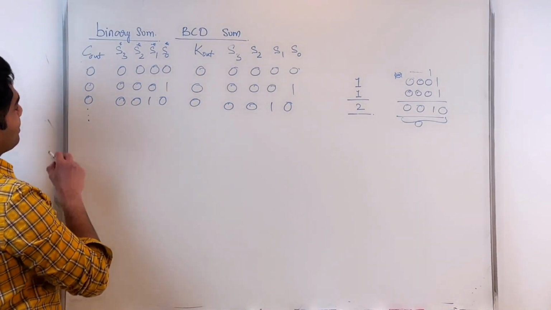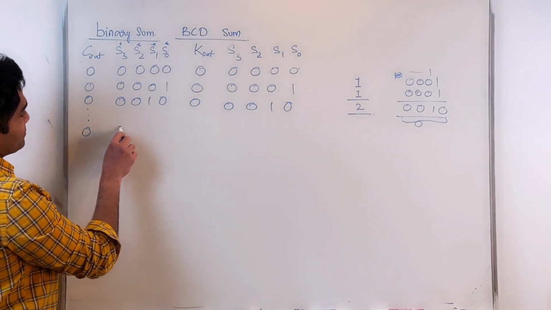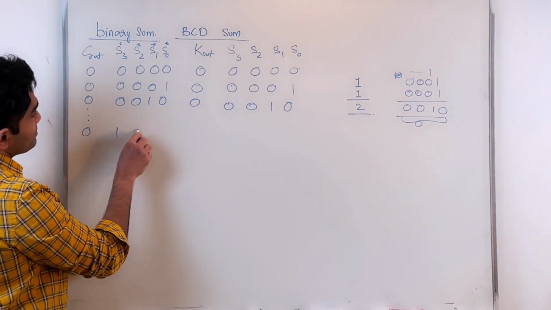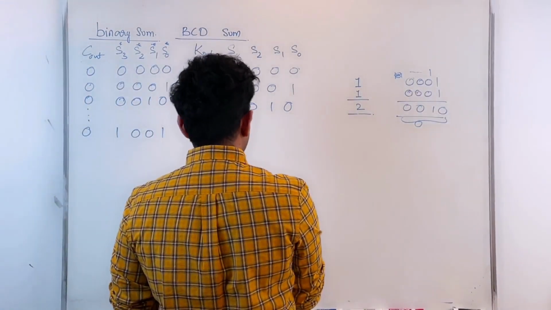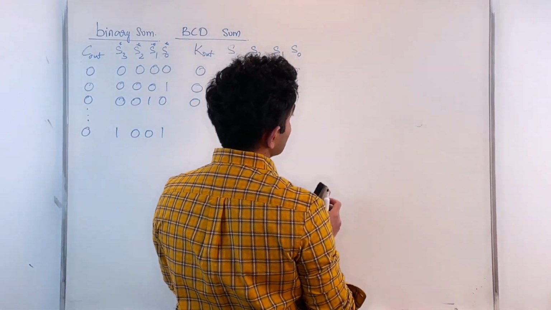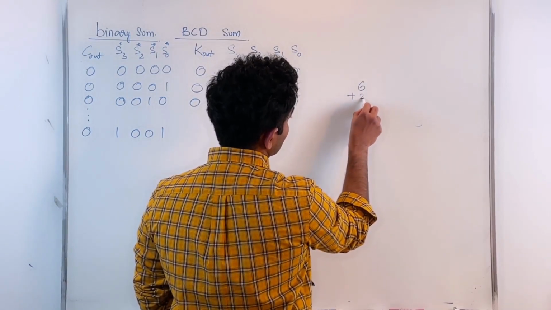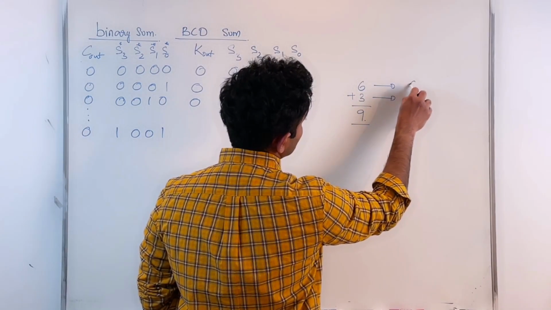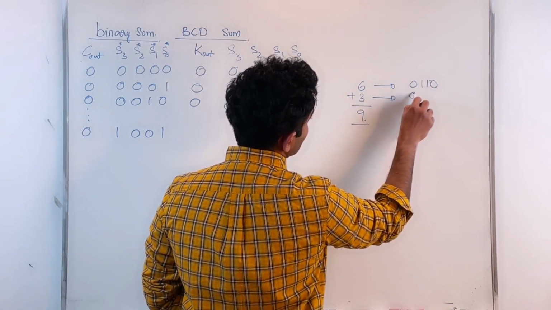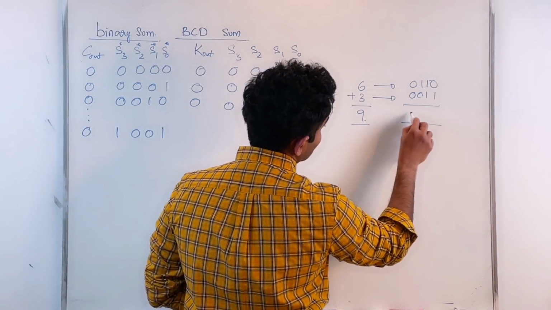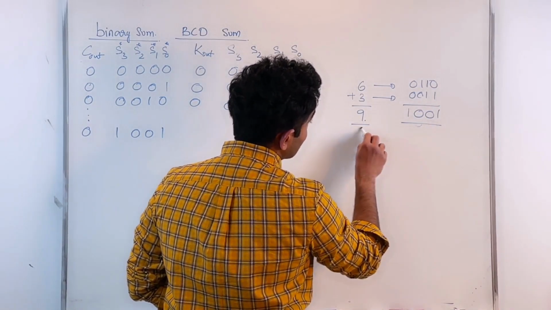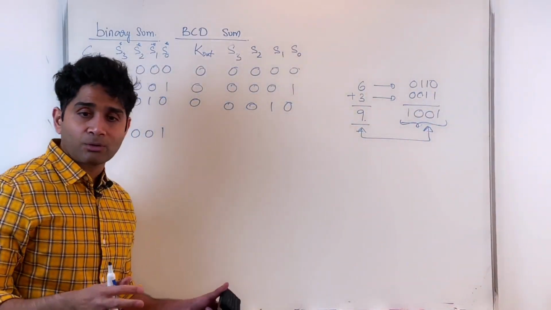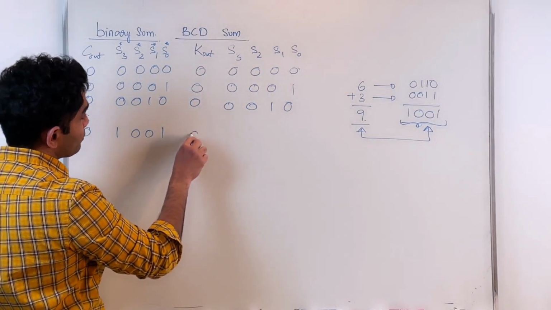And so on. What about 9? The binary sum of 9 would be 1, 0, 0, 1. How would you get 9? Let's say 6 plus 3 is 9. I'm adding 2 decimal digits, 6 plus 3. I get 9. Corresponding binary coded decimal values would be 0, 1, 1, 0, 0, 0, 1, 1. And I get a binary sum of 9. This number is in the right format. I don't have to worry about that. So my BCD sum is also the same.